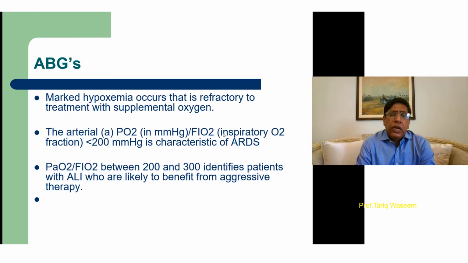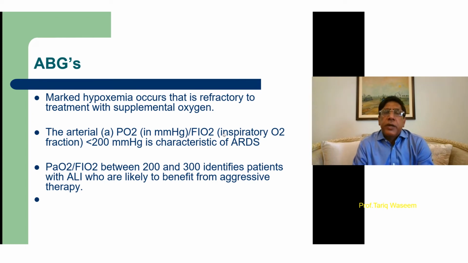If you check their arterial blood gases, of course, pulse oximetry would show hypoxemia, but the mainstay is arterial blood gas analysis. In arterial blood gas analysis, there would be quite marked hypoxemia, which would be refractory to supplemental oxygen. You check the arterial partial pressure of oxygen and its ratio with the FiO2, what we call the fraction of oxygen in inhaled air.